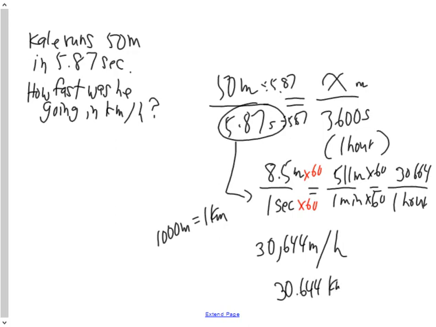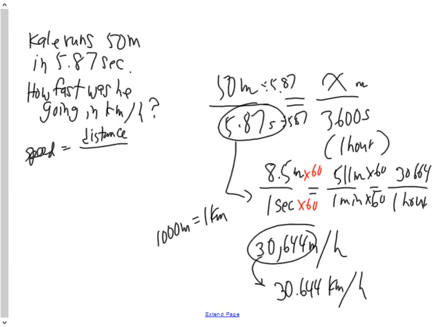Okay, so Cale was running roughly 30.644 kilometers per hour because this many meters is this many kilometers. That's one method to do it. That's the unit rate method. The second method, of course, is to keep it as a proportion. Oh, by the way, I forgot to say, the reason why we put distance on top is because the formula for speed is distance over time. So in Cale's case, the distance he ran was 50 meters, and the time he took was 5.87 seconds.